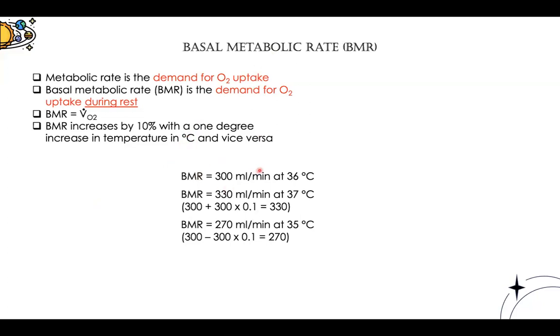So now if I have a BMR of 300 milliliters per minute at 36 degrees Celsius, imagine I increase the body temperature to 37 degrees Celsius. So what will happen? I mean, it's written here, but what will happen? I already said it, but just tell me.